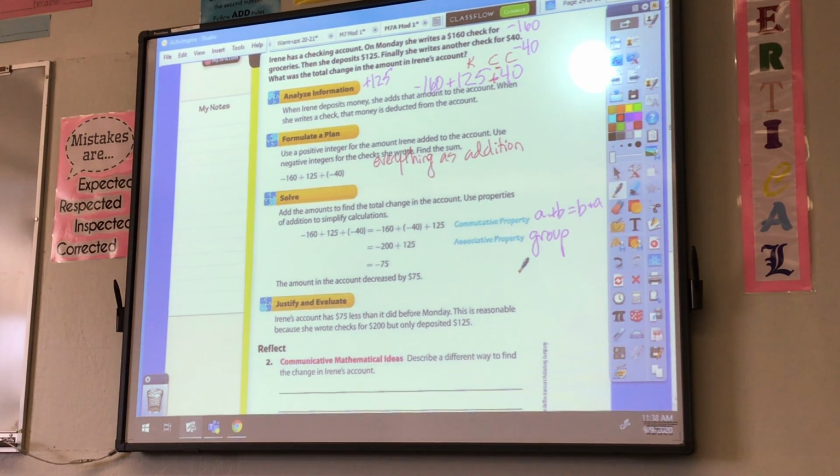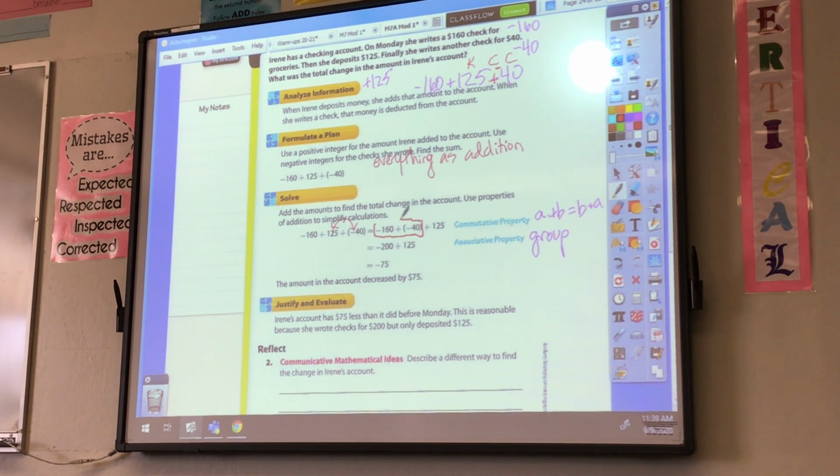You would add, well, what I would do is I would add 40 plus 160, so you'd get negative 200. Mm-hmm. And then add positive 125 to negative 200. Mm-hmm. And then you'd get negative 75 because 200 is greater than 125. Yeah, and that's exactly what they do. So instead of writing it in this order, they use this commutative property and they switch the position of the 125 and the negative 40. So you can see it right here.